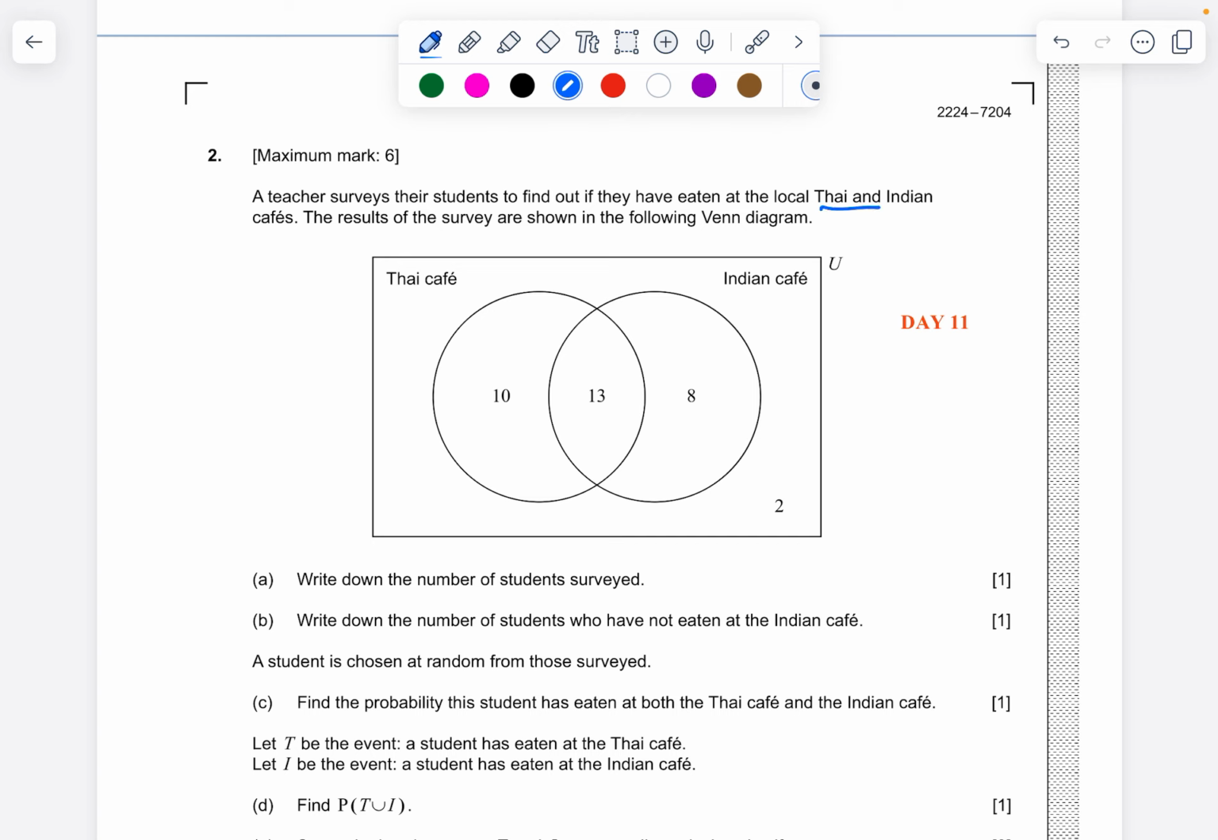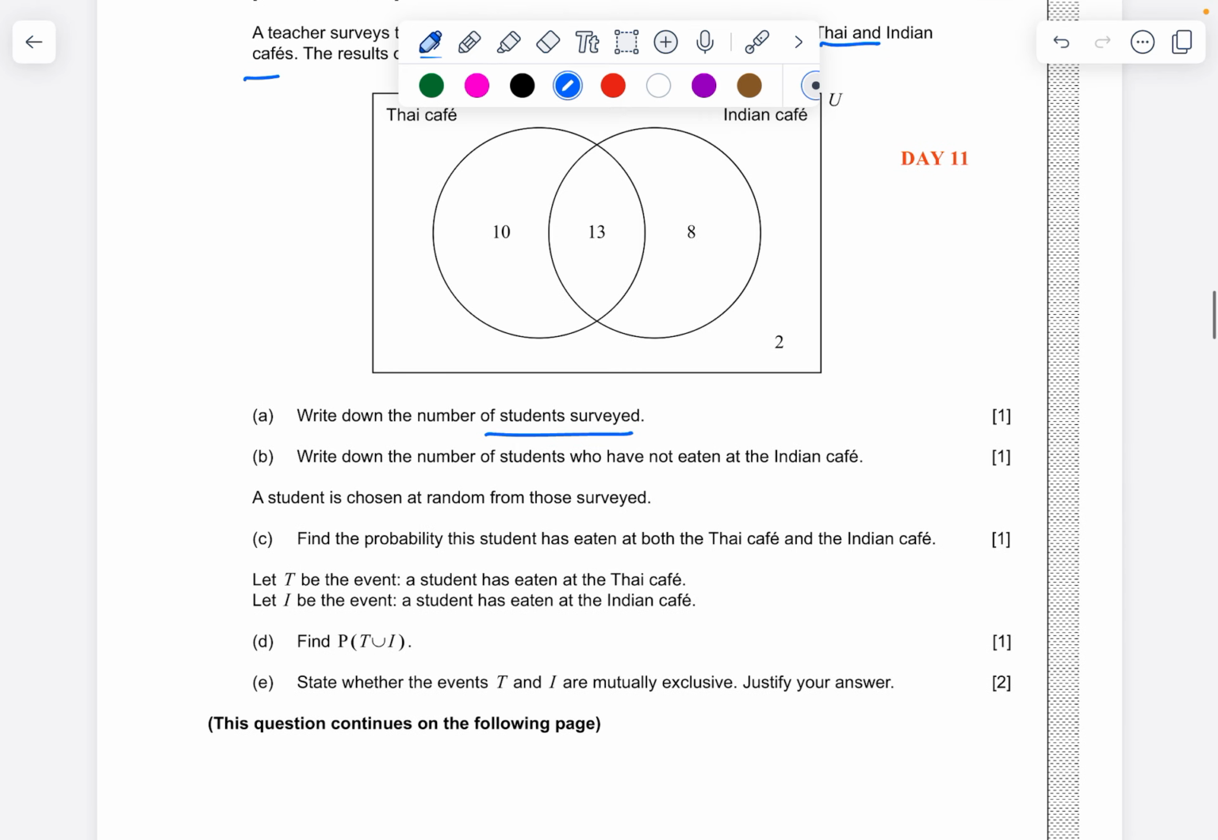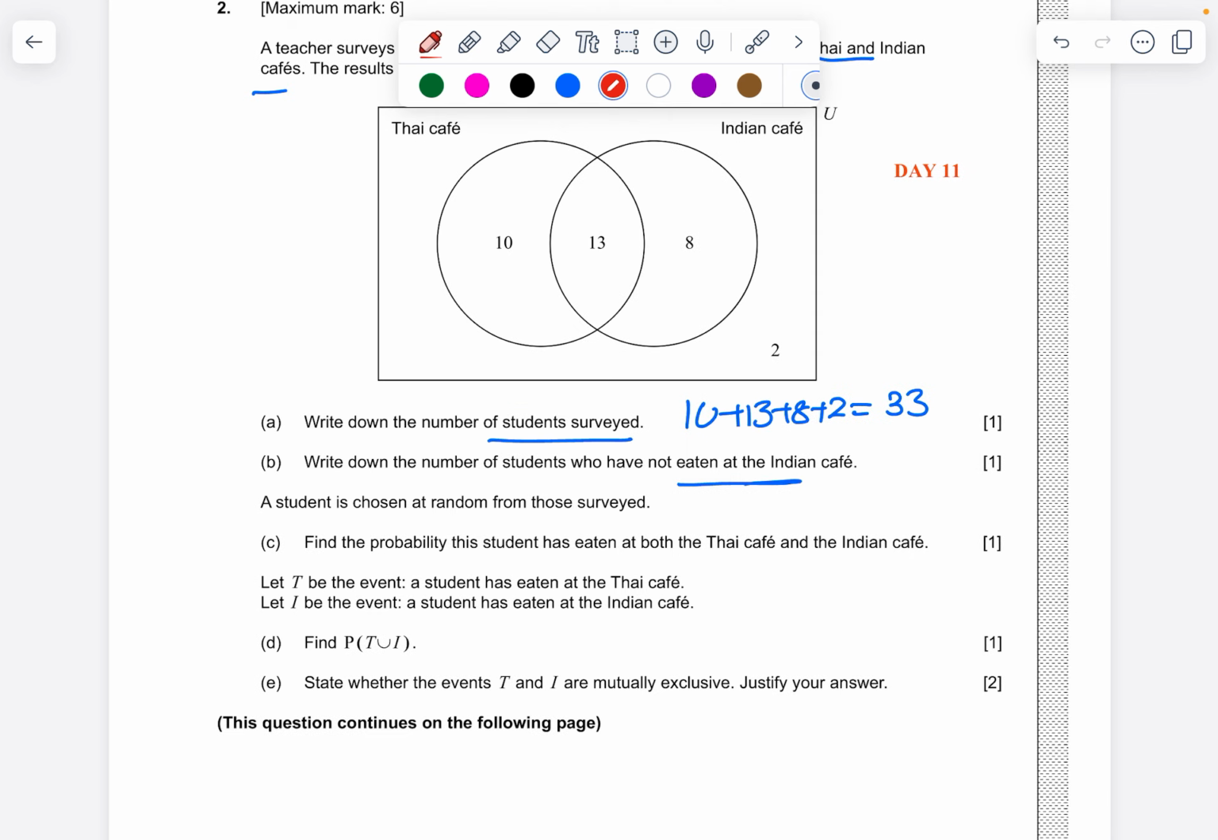Coming to the second question, a teacher surveys the students to find out whether they have eaten at a local Thai or Indian cafe. Write down the number of students surveyed. The number of students surveyed is going to be 10 plus 13 plus 8 plus 2, which is going to be 33. Write down the number of students who have not eaten at the Indian cafe. Who are the people? These 10 people and 2 people. So which is going to be 10 plus 2, which is 12.